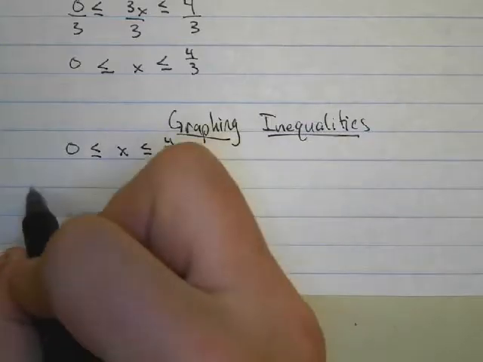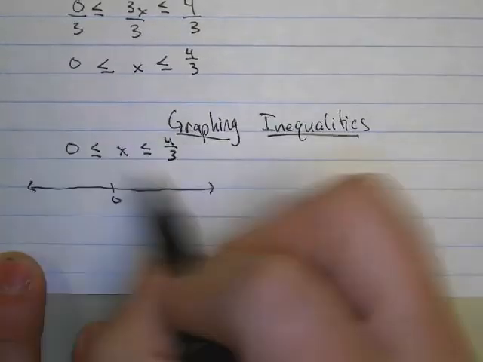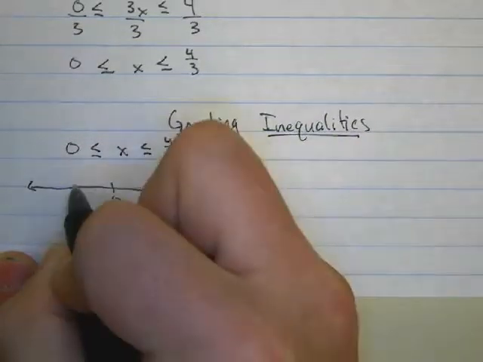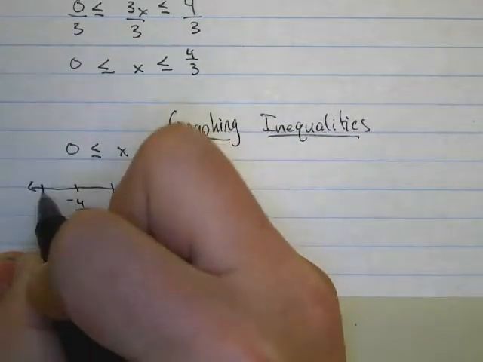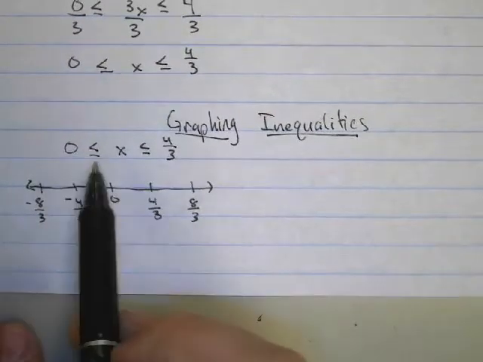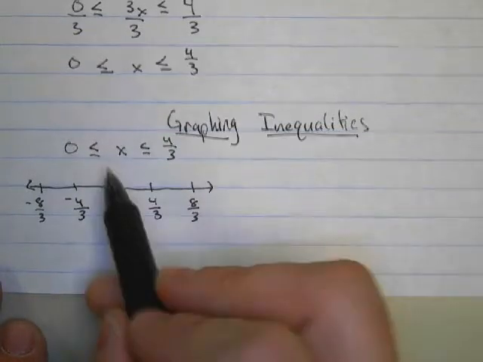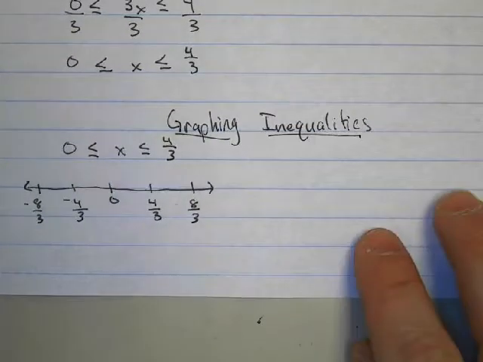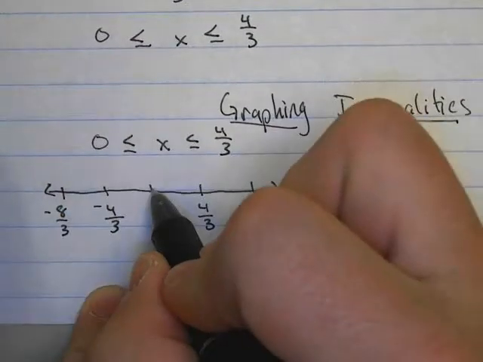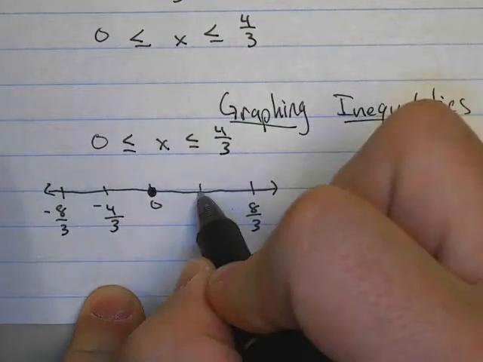So we'll draw our number line. And I can make my number line however I want. So I'll go 4 over 3, 8 over 3, and then I'll go in the opposite direction the same amount. Now, since we have a line underneath our inequality sign, that's going to be our closed dot. So here, at the 0, we'll put a closed dot, filled in dot, and at the 4 over 3, we'll put a filled in dot.